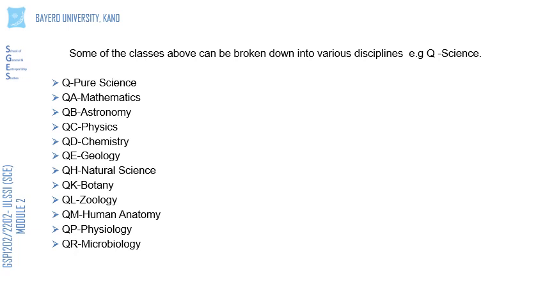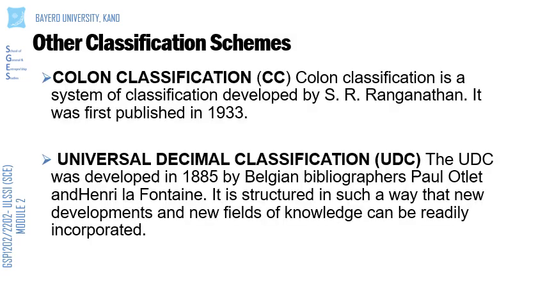Some of the classes above can be broken down into various disciplines, e.g. Q sciences, Q pure sciences, QA mathematics, QB astronomy, QC physics, QD chemistry, QE geology, QH natural science, QK botany, QL zoology, QM human anatomy, QP physiology, QR microbiology. These are all subdivisions of a class.